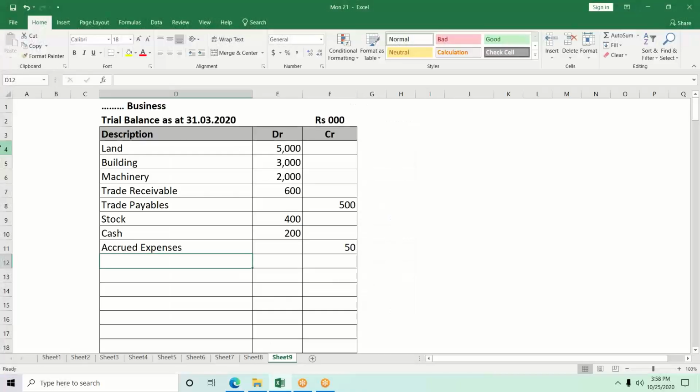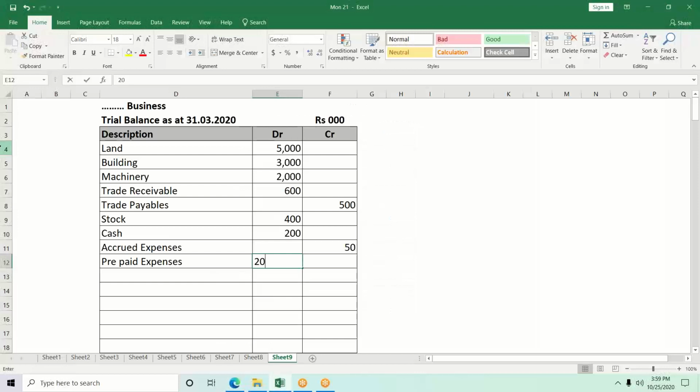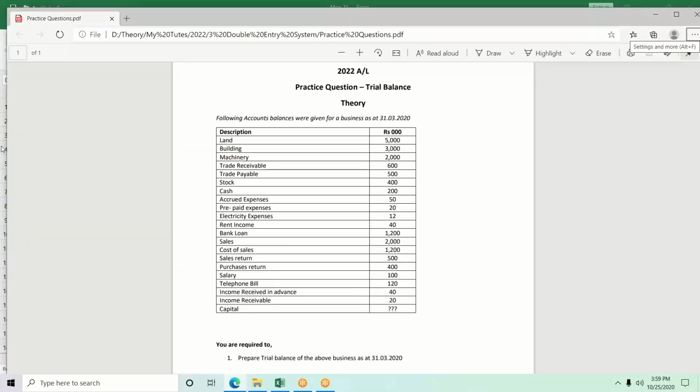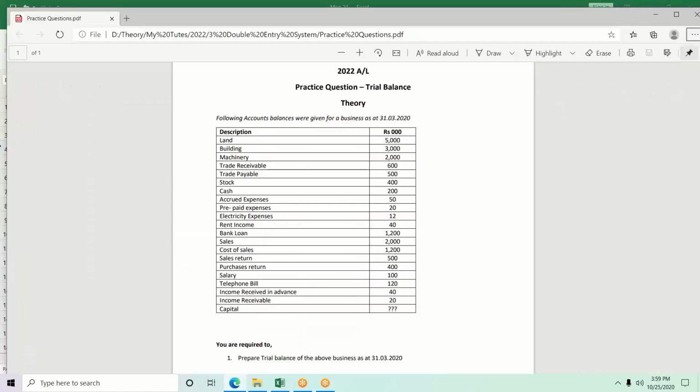Prepaid expenses 20,000. Prepaid expenses are the expenses that you paid in advance, so it is an asset. Electricity expenses rupees 12,000. That is also an asset.